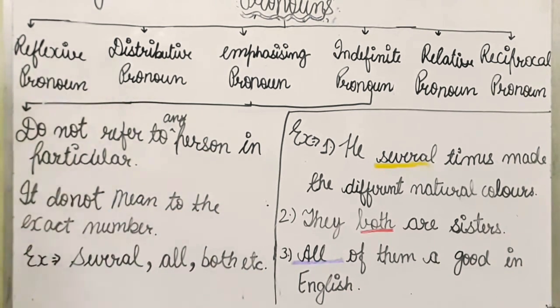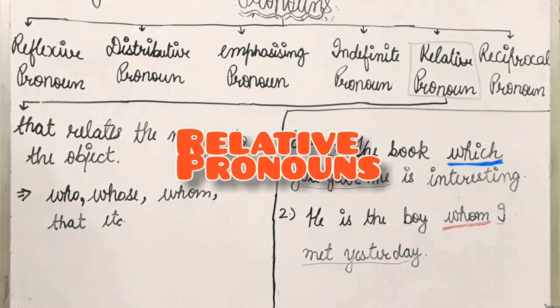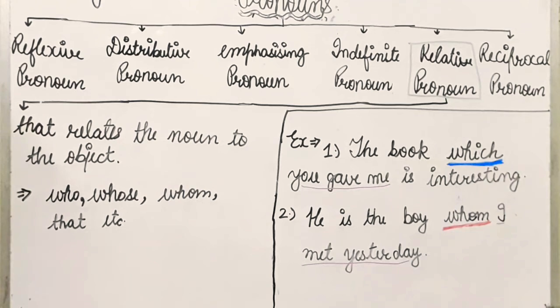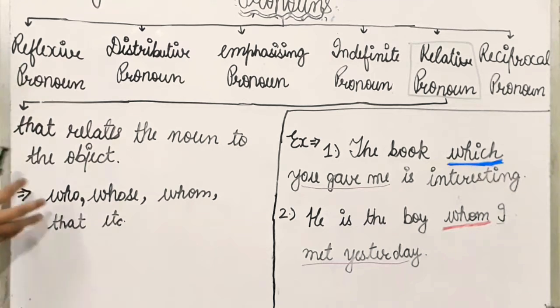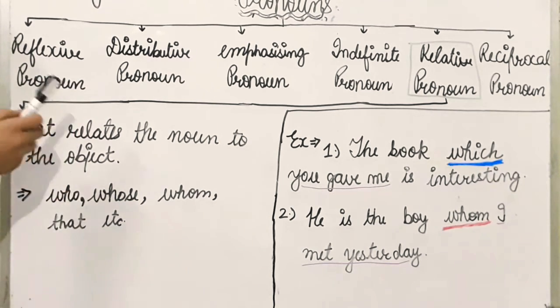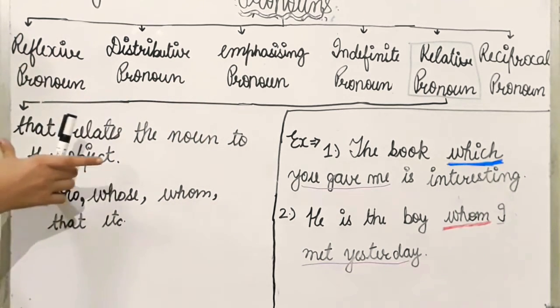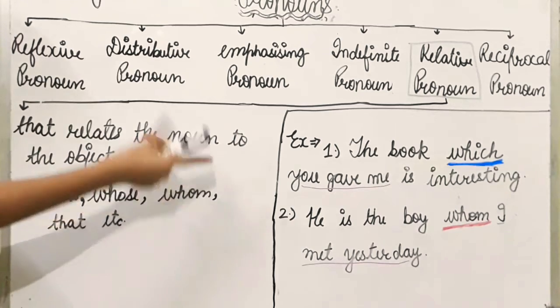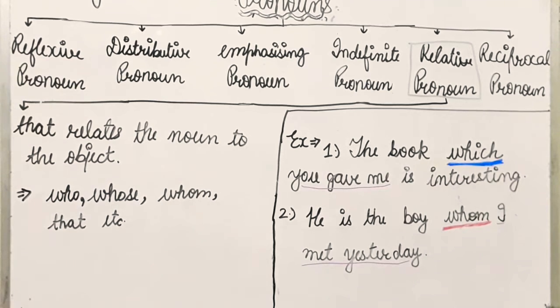Okay friends, now the next is relative pronouns. So now what are relative pronouns? Relative pronouns are the pronouns that relate the noun to the object or a group of words in a sentence. So relative pronouns are the pronouns that are used for relating the noun and the group of words or the object in the sentence. And some of the relative pronouns are who, whose, whom, that, etc.